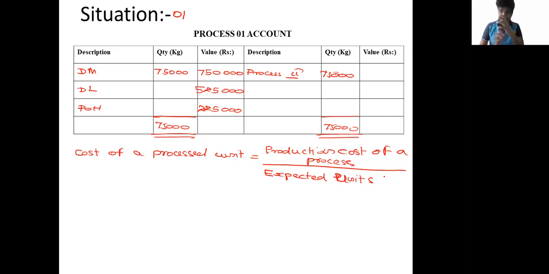Okay, we are predicting some wastage. At that time, expected units may be 90. That means input minus normal loss. Here, expected units equals inputs minus normal loss. Here, we are not having any normal losses.